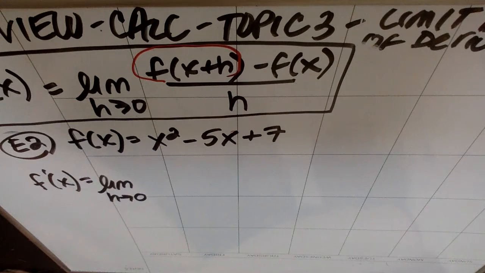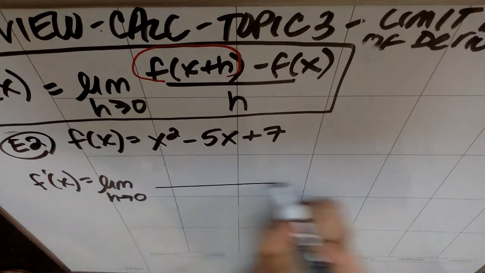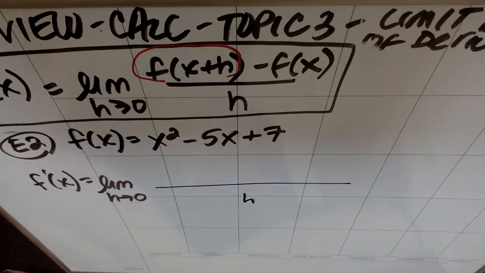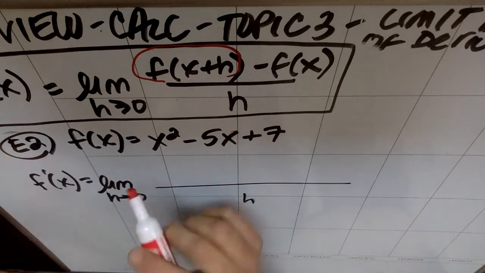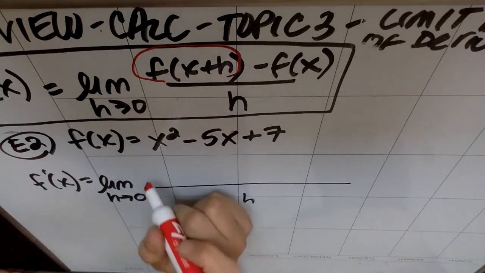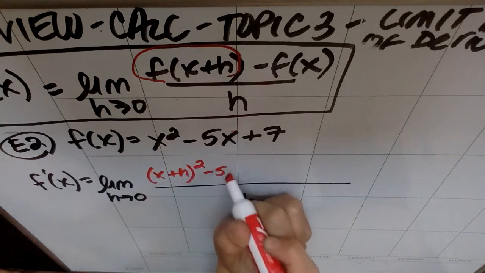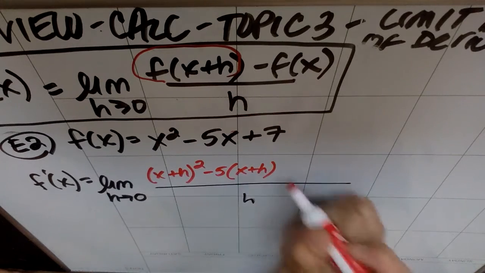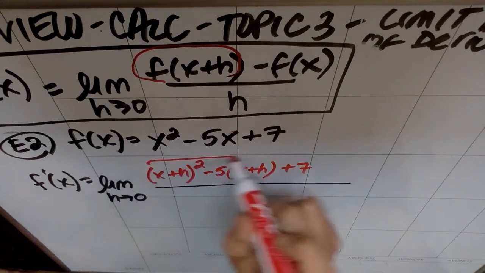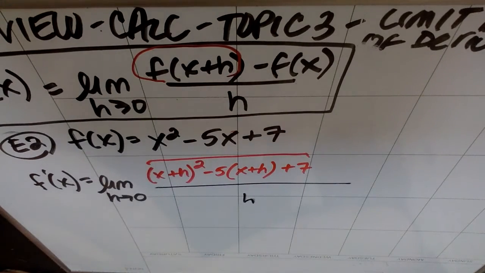All right, let's go ahead and do f of x plus h in red, just so you can see what it looks like. And I'll go ahead and put this over h on the bottom. Okay, so my f of x plus h means that anywhere I see an x here, I replace it with an x plus h. So this will be x plus h quantity squared minus a 5 times an x plus h plus a 7. So this right here, this is my f of x plus h.